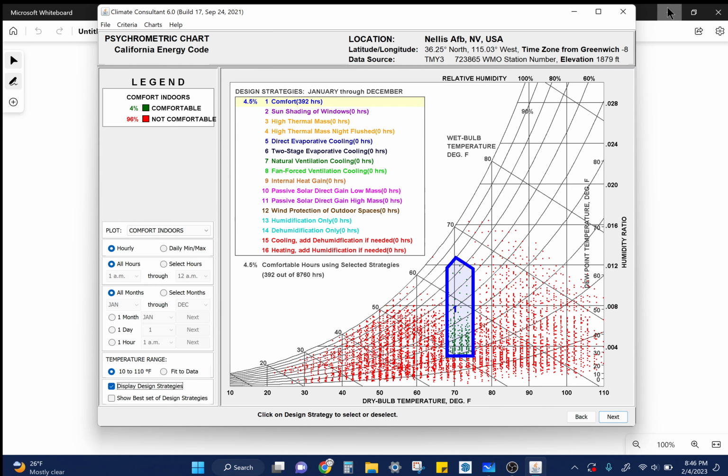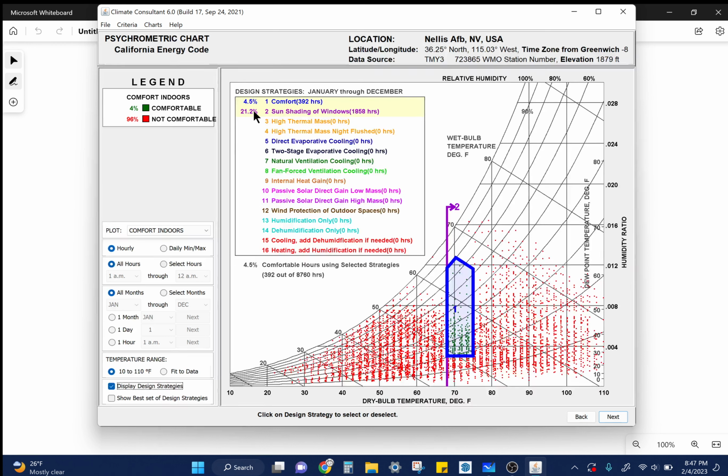We were looking at the psychrometric chart, and here we are in Nevada, and we've got our comfort zone over here in blue. We've got our little green dots inside of it. The dots are every 15 minutes of the year, I think, and most of them are out of the comfort zone. So we only have 4.5% of our annual hours in the comfort zone in this climate without any intervention. And so we start clicking on stuff to see what would help.